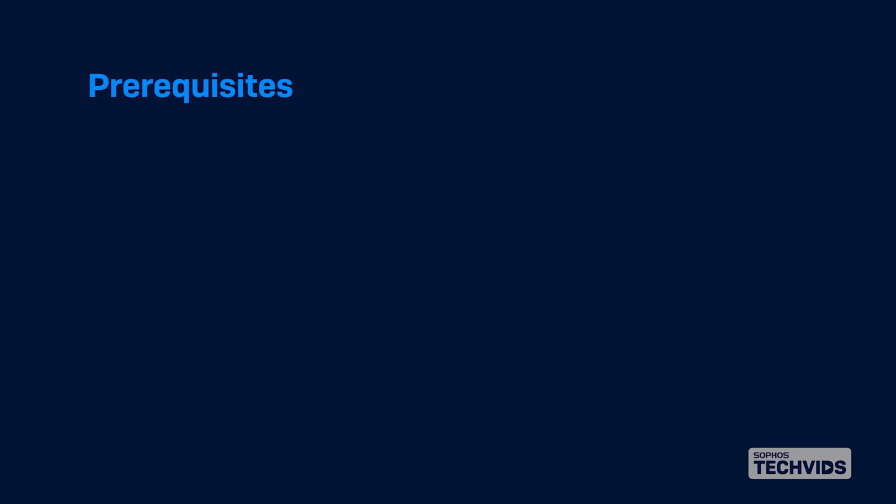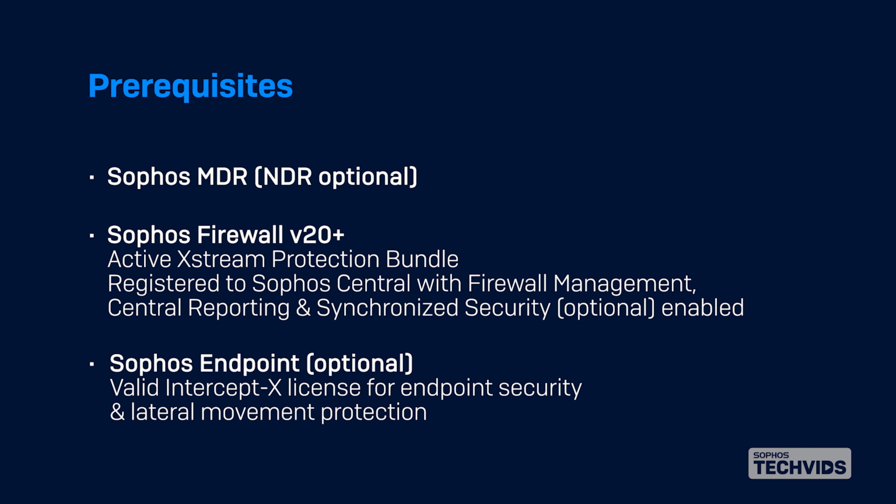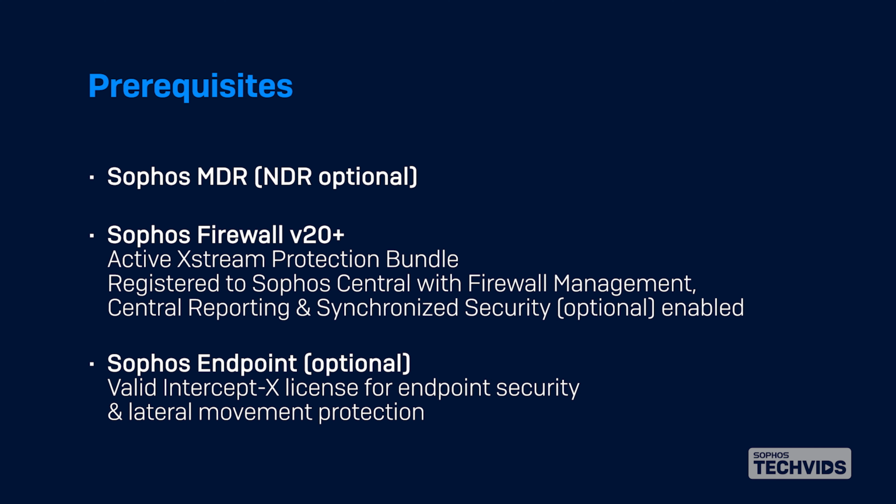Now, before I go into the deployment details, there are a few prerequisites. You must have purchased Sophos MDR and optionally NDR. Sophos Firewall must be running version 20 or later and have the Active Extreme Protection Bundle. The firewall must be registered to Sophos Central with firewall management, central reporting, and optionally synchronized security turned on for lateral movement protection. On the endpoint side, a valid Intercept X license for endpoint security and lateral movement protection is required, but this is optional.